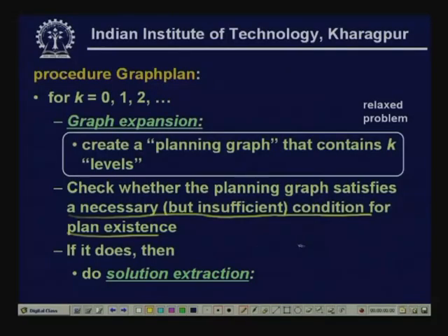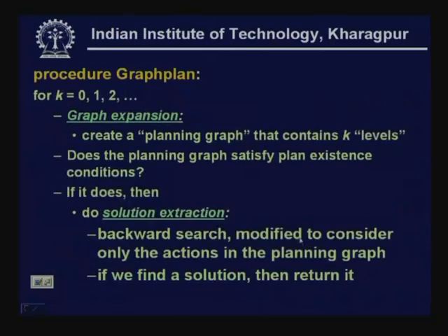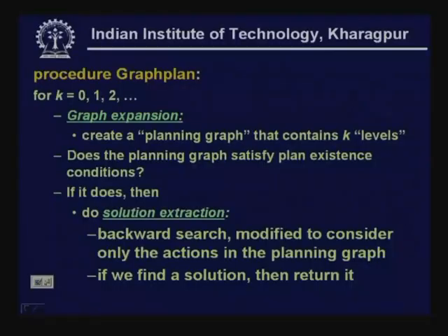In the solution extraction phase, what we do is we consider only the planning graph that we have and we do a backward search from the goal state. So, in this backward search in the planning graph, we consider only those actions that are present in the planning graph, and this is what constrains the search space. Now, as a result of solution extraction, by backward search through the planning graph, if we find a solution, then we return the solution.